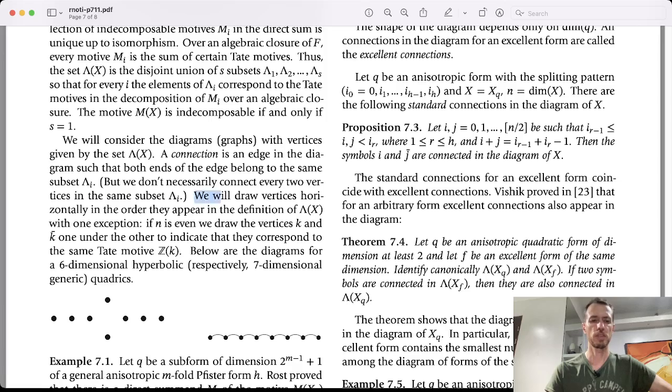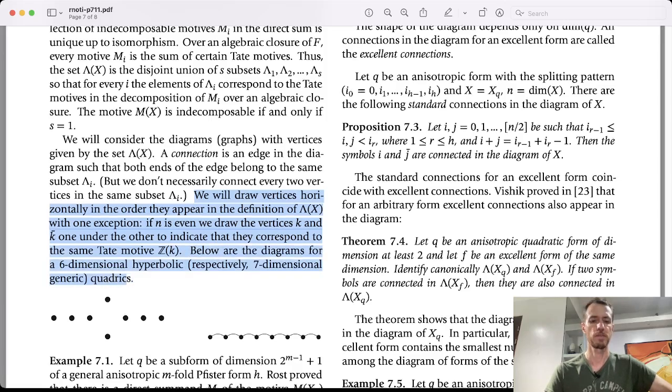We'll draw vertices horizontally in the order they appear in the definition of Λ(X), with one exception. If n is even, we draw the vertices k and k̄ one under the other to indicate that they correspond to the same Tate motive, the integers Tate motive k. Below are the diagrams for 6-dimensional hyperbolic, respectively 7-dimensional generic quadrics.